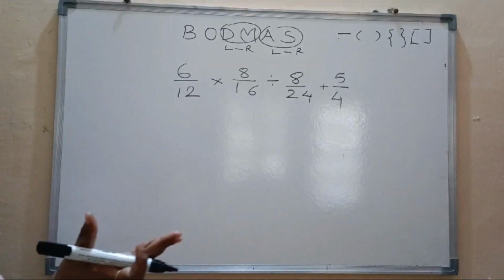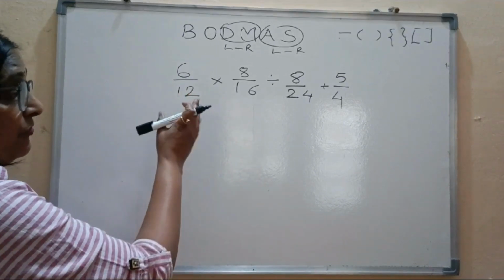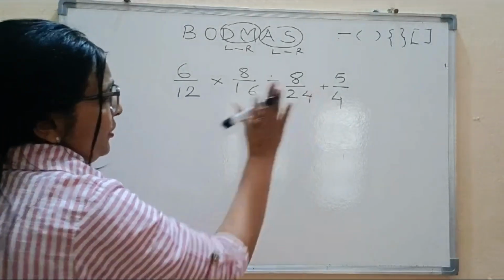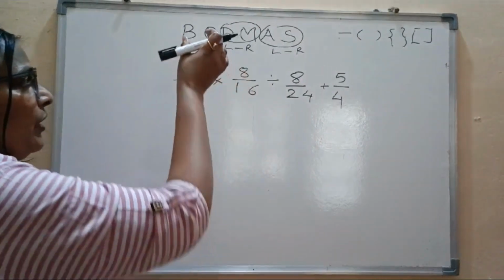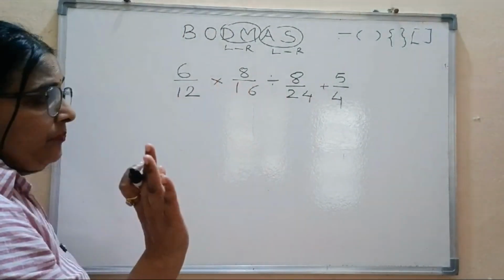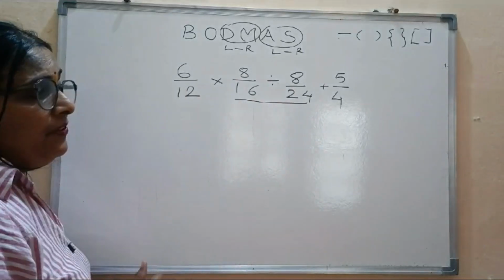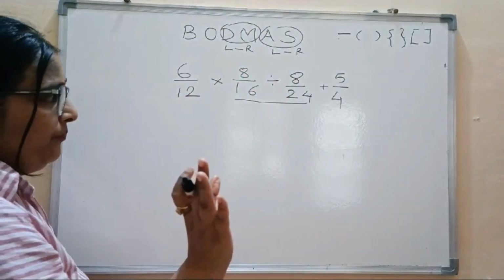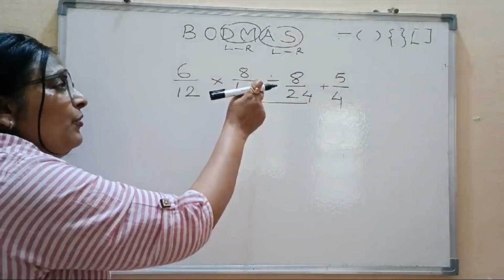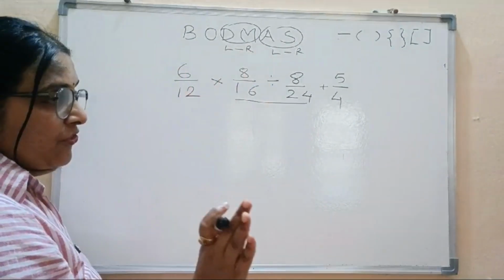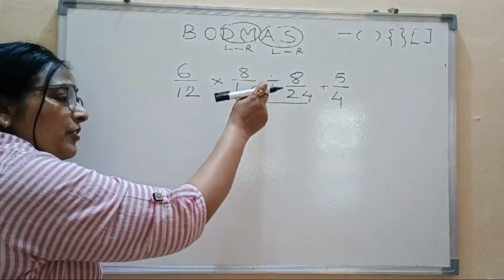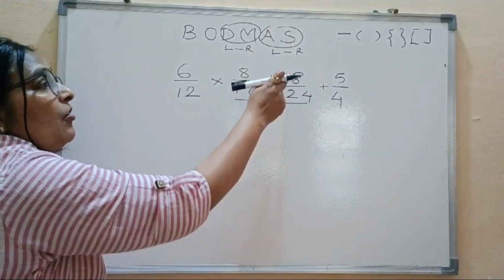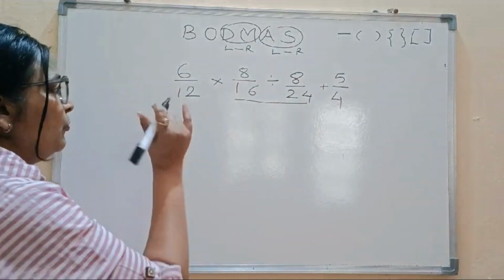Now come to the next sum. I have taken this sum, a fraction sum. Here you can see multiplication, division, addition. These operations are given. So according to BODMAS, you are going to solve division first. That means we are going to solve this term first. Now as it is a fraction, you cannot solve it directly. So what do you have to do? You have to turn this division sign into the multiplication sign. If you are turning the division sign into the multiplication sign, you have to take the reciprocal of the next number. So see here what I will do.